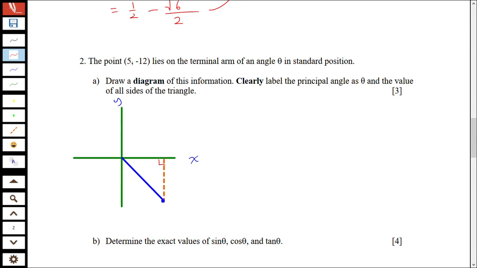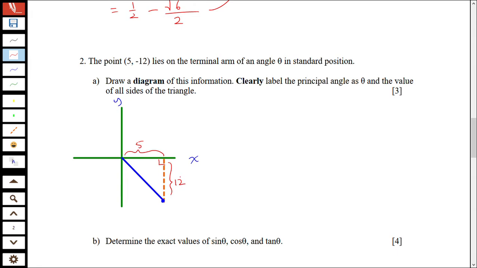So now the x value is 5, which means the length of this is going to be 5. That's going to be 5, and the y value is going to be negative 12. So that's going to be the vertical line. So that's going to be this one. Oh, let me redraw. So that's going to be the length of 12.